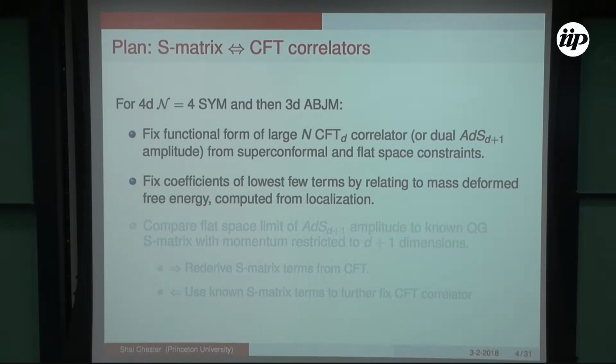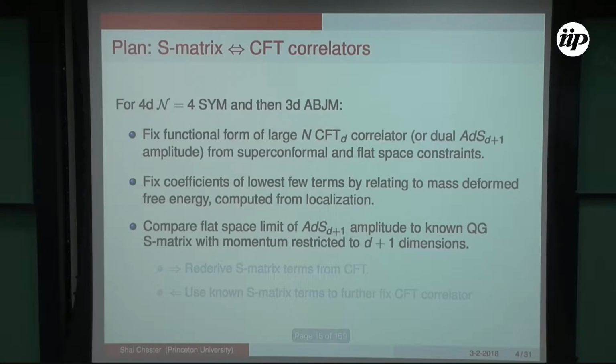In particular, we're going to use formulas for the massive form free energy, which can be computed from the Lagrangian using localization to fix the coefficients of these terms in a large n expansion for the lowest few terms. And then finally, we'll take the flat space limit using Joao's formula, and we're going to compare to quantum gravity in 10 or 11 flat dimensions.